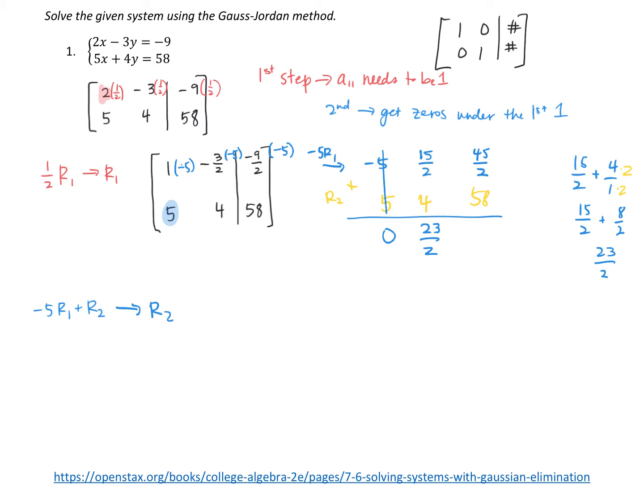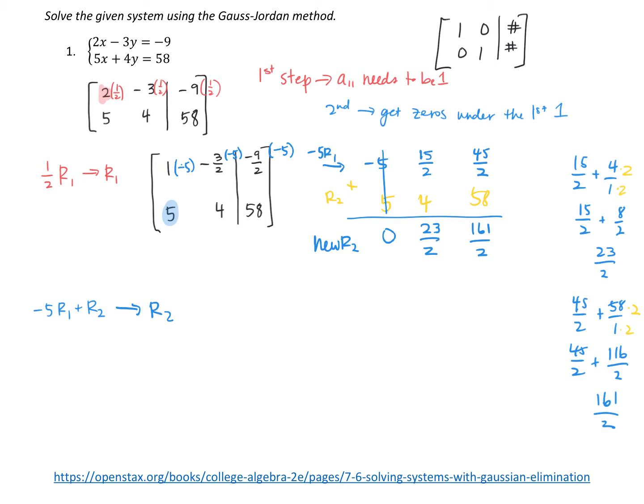And then we have to do the same thing with the 45 over 2 plus 58. So scale that one up by 2 as well. So that'll be 45 over 2 plus 116 over 2, which will be 161 over 2. Man, taxing my brain here. All right, 161 over 2. So this is the new row 2.